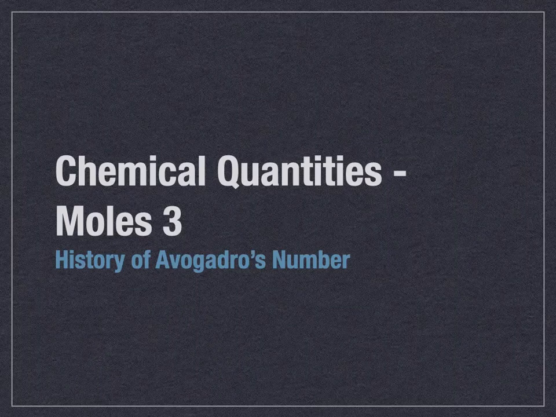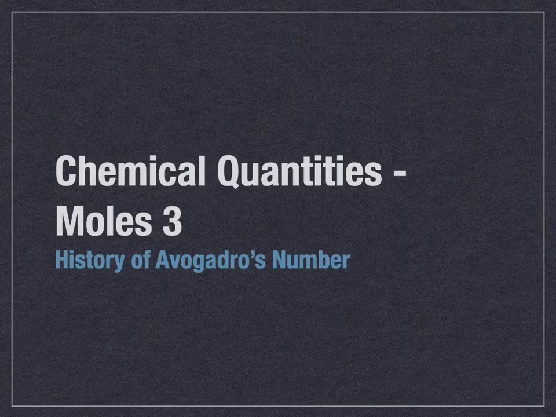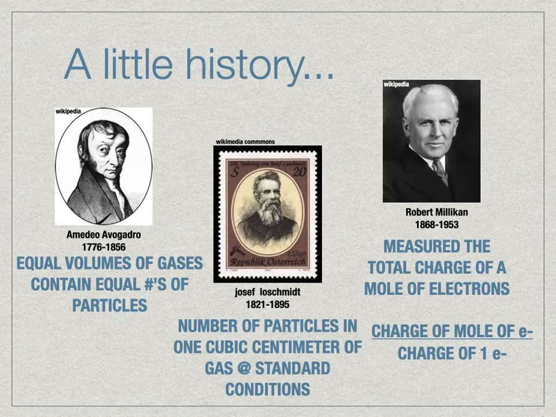A mole is 6.02 times 10 to the 23rd representative particles, and that number, the number of particles in a mole, is often referred to as Avogadro's number. So what I want to look at in this video is how that number came about historically and how it is experimentally determined.